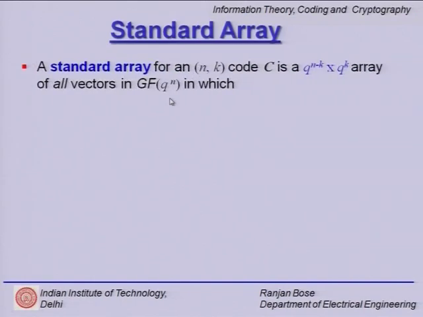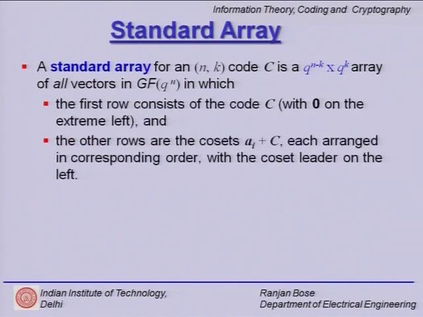What do we do with a coset? We form a standard array based on cosets. So what is a standard array? The standard array for an n comma k code is nothing but a table. How big is the table? It is q raised to the power n minus k cross q raised to the power k. The size of this table increases exponentially as k and n minus k increase. The first row of the standard array consists of the actual code words, starting with the all 0 code word on the extreme left, and all other rows are cosets.